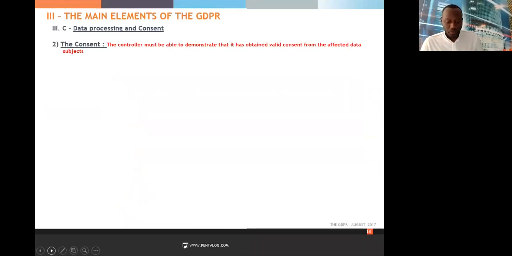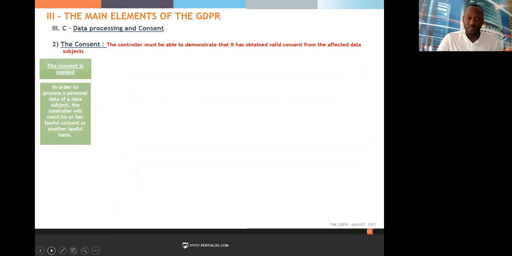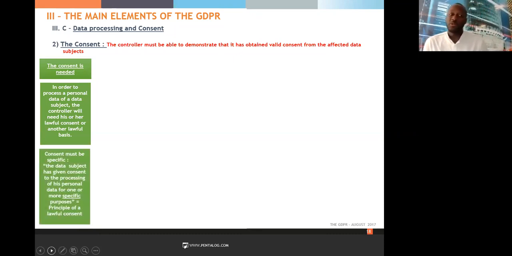Now, do you know that regarding the consent, the controller must be able to demonstrate that he has obtained valid consent from the affected data subject? How? You have to know this. Consent is needed. In order to process personal data, you need lawful consent. And the consent must be specific, which means it is given for the processing of personal data for one purpose. That's what we call the principle of lawful consent that we talked about previously.